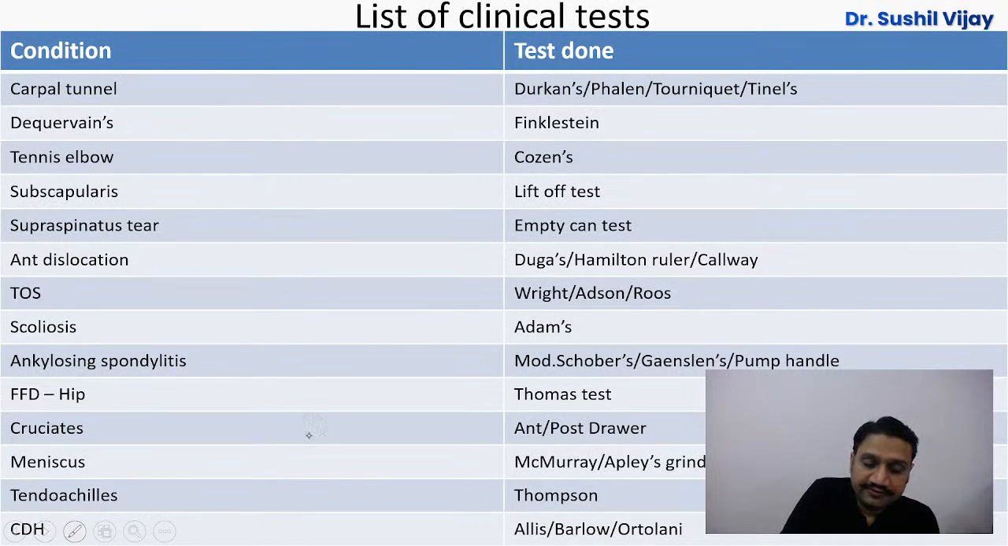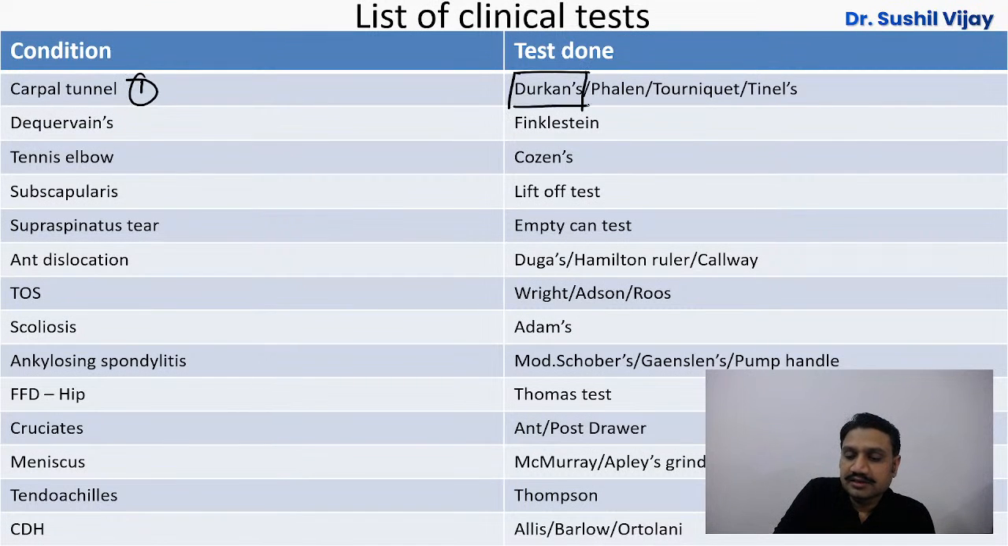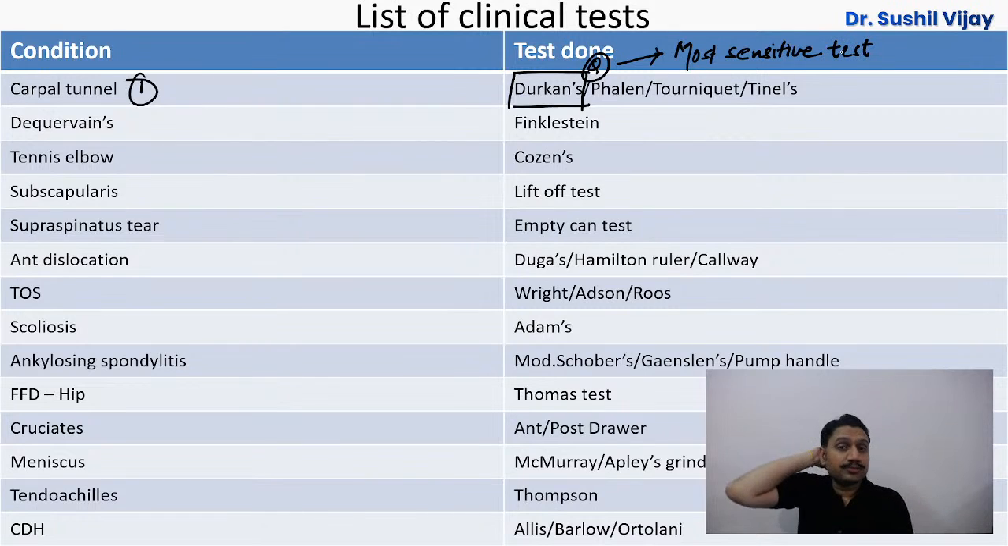Yeah, the first one is carpal tunnel. Please remember the Durkan's test, the most sensitive test. Durkan would be the most sensitive test for the nerve injury. It is the most sensitive test for carpal tunnel syndrome, that is a median nerve. So when you compress directly onto the median nerve, that will produce a tingling in the hand of the patient. That's what you call the Durkan's test.